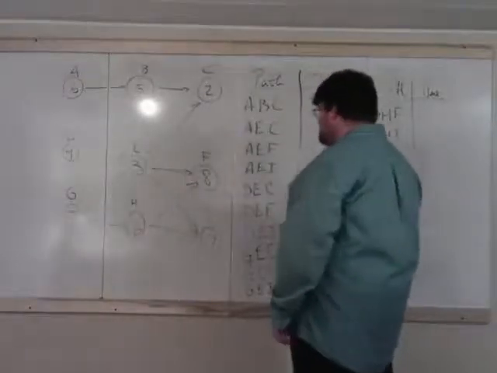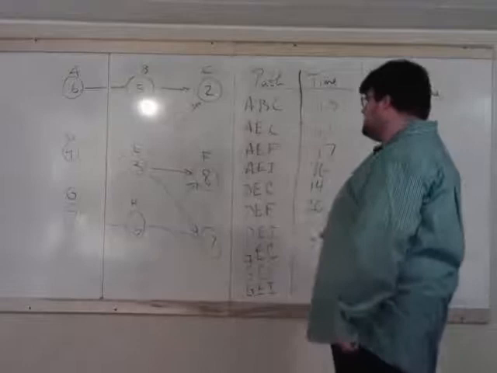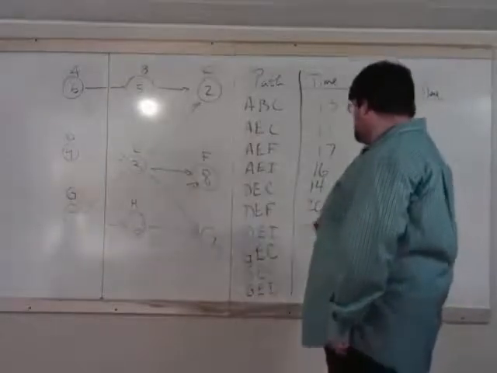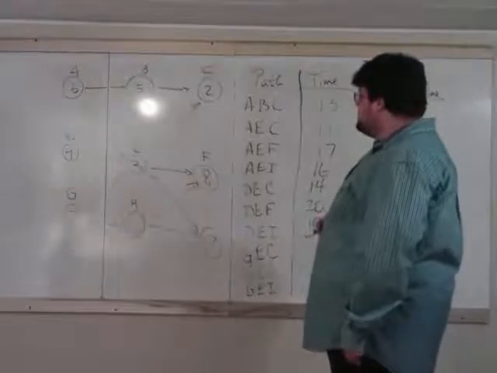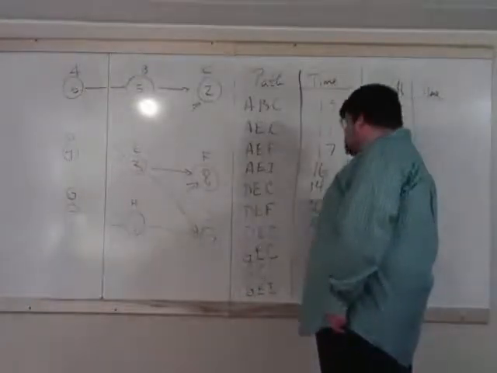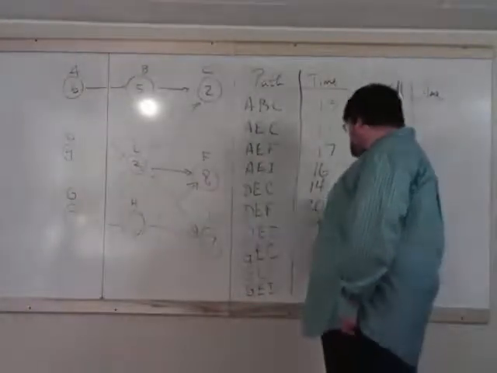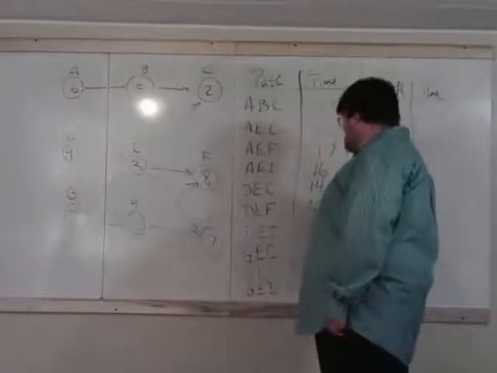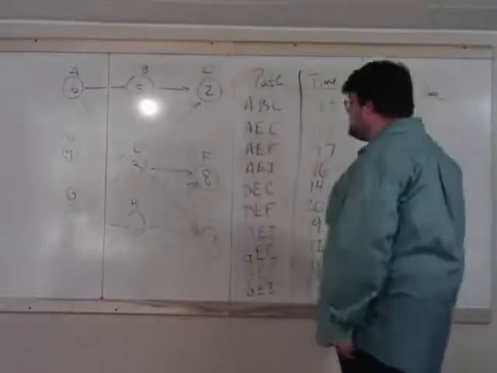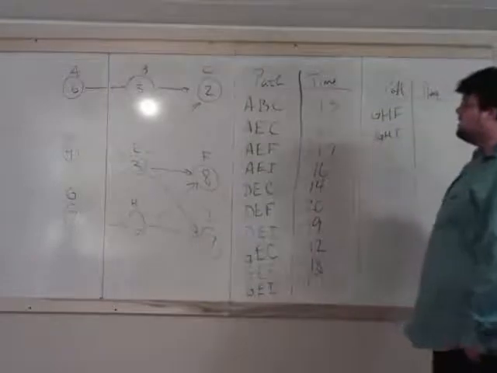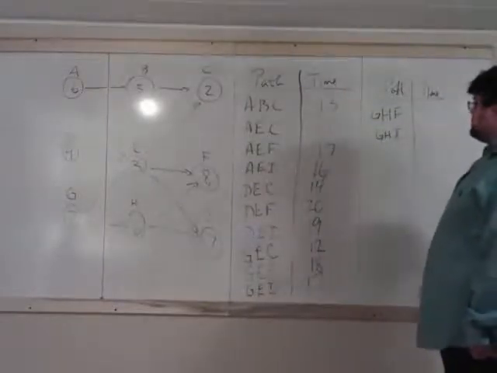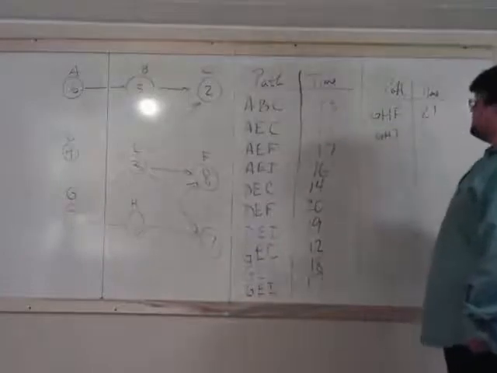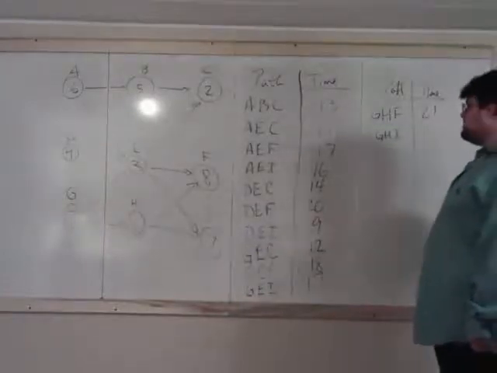17 plus 3 is 20. D, E, I is 19. G, E, C is 12. G, E, F is 18. G, E, I is 17. It was nice that G and E added to 10. That made that easier. G, H, F is 21. G, H, I is 20.